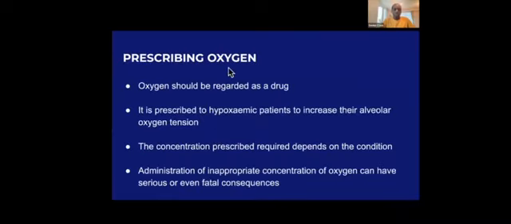Let's look at the main points first of all. Oxygen should be regarded as a drug. It is prescribed to hypoxic patients to increase their alveolar oxygen tension, and by so doing, to reduce, of course, the work of the patient. The concentration prescribed depends on the condition you're prescribing for. Administration of inappropriate concentration of oxygen can have serious or even fatal consequences.